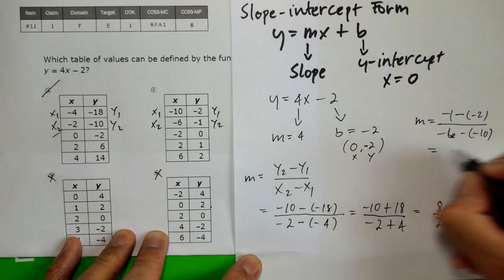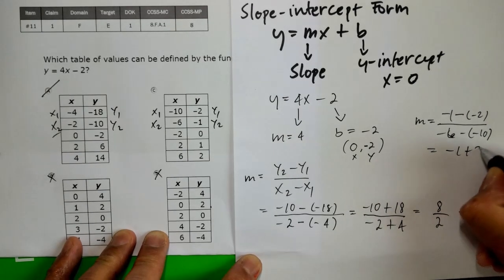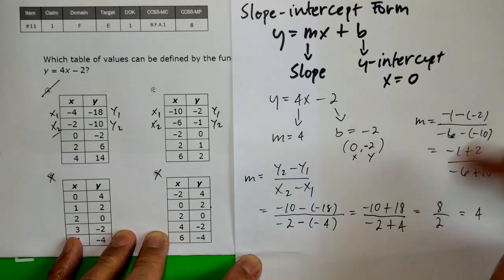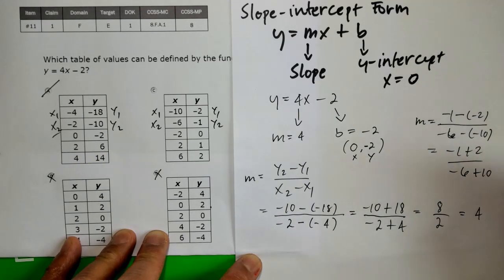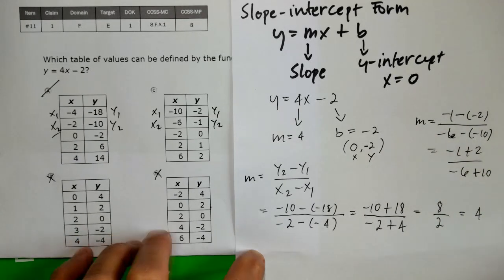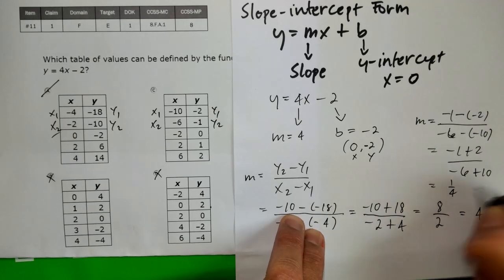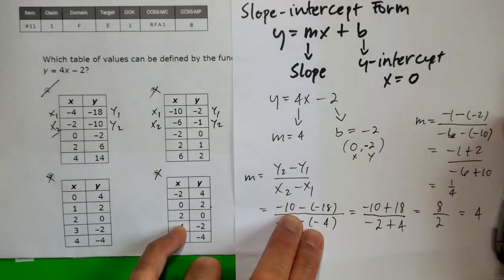Now, this is equal to what? Negative 1 plus 2, then negative 6 plus 10. So this is equal to what? 1 over 4. So this is not the answer. This is equal to 1 over 4, so therefore, this is not the answer.